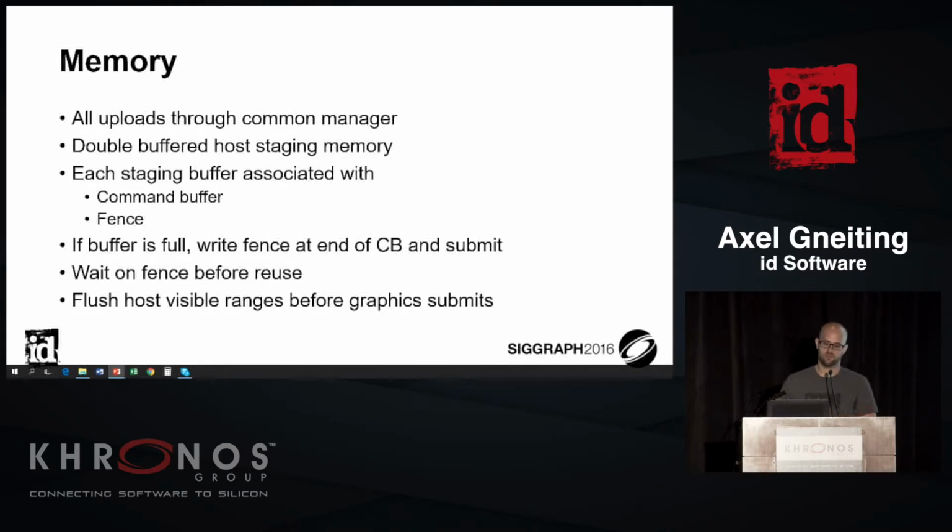For the uploads, we upload everything through a common staging manager, and we have a double buffered staging area, and each of those staging areas is associated with a command buffer which holds the copy commands and has a fence, and then if the buffer gets full, we write the fence at the end of the CB and submit it, and before we reuse it, we wait on this fence. What's also important with memory is that you flush the host visible ranges that you have mapped before your graphic submits, otherwise you could get into cache issues.